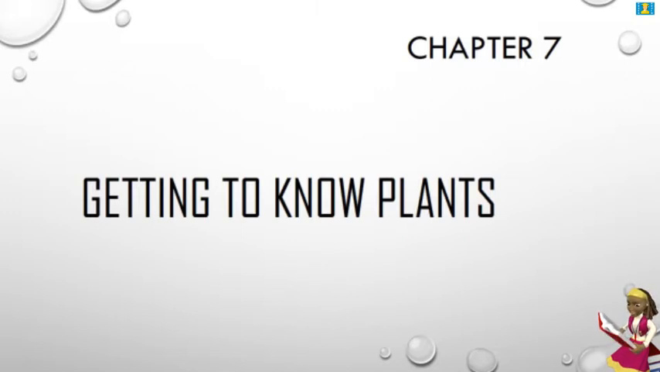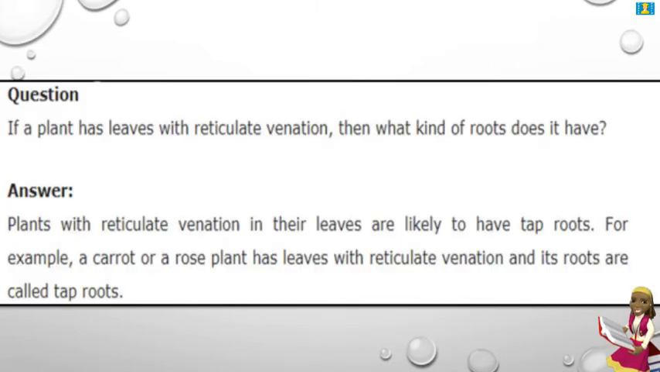Chapter 7, Getting to Know Plants. If a plant has leaves with reticulate venation, then what kind of roots does it have? And the answer: plants with reticulate venation in their leaves are likely to have taproots. For example, a carrot or a rose plant has leaves with reticulate venation and its roots are called taproots.